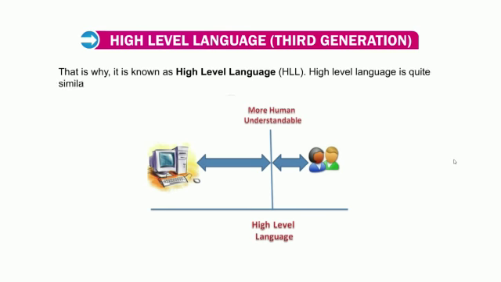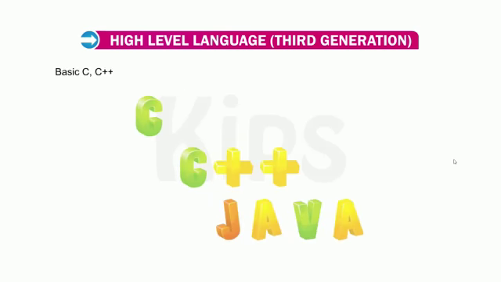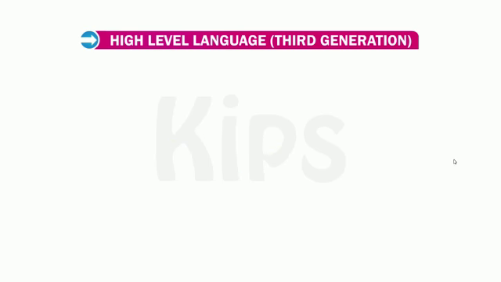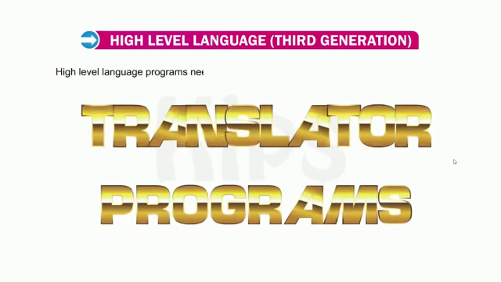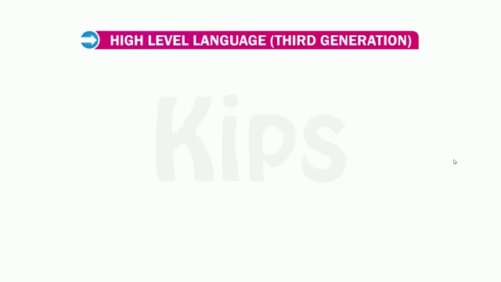High-level language is quite similar to the English language. Basic, C, C++, Java, etc. are some of the very popular examples of high-level languages. High-level language programs need to be translated into machine language by using translator programs. There are two types of translator programs that are as follows.